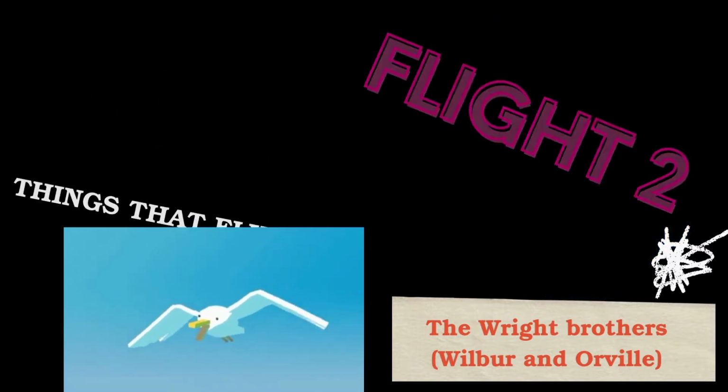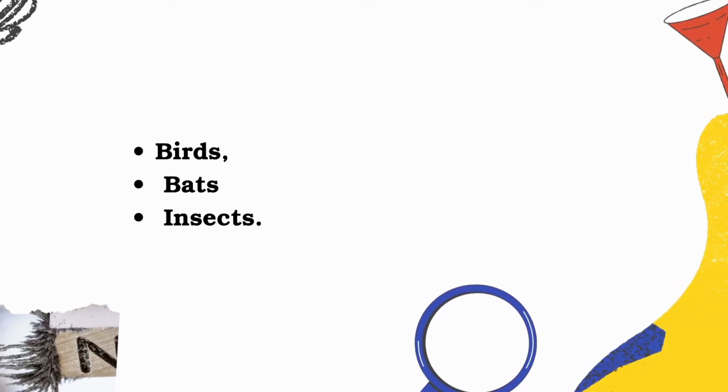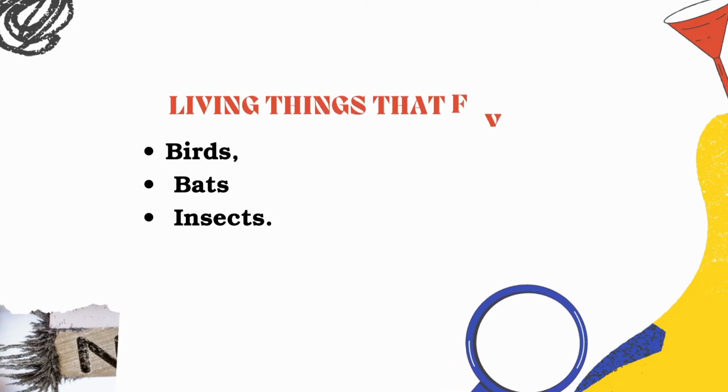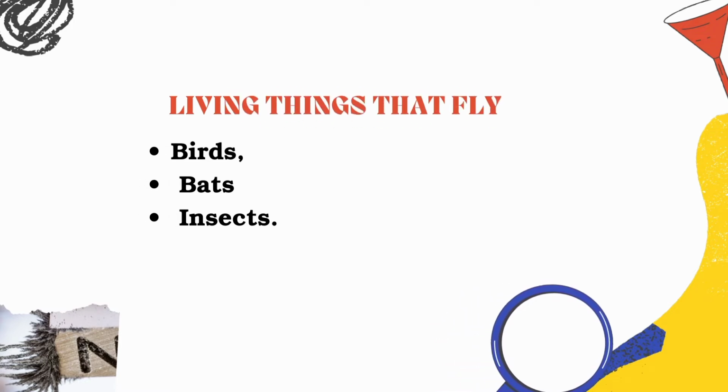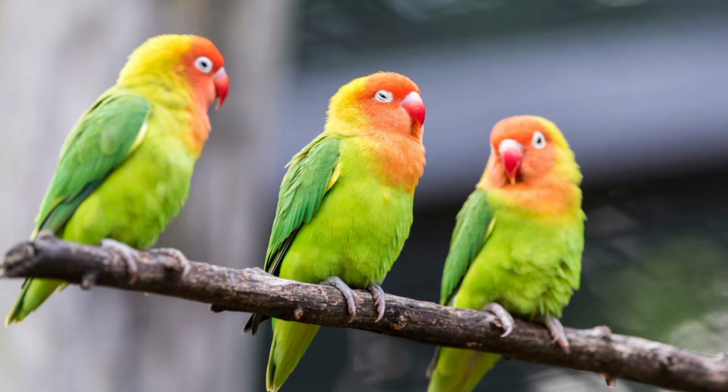Let's now look at the anatomy of objects that can fly and living things that can fly. The three living things that can fly to date are birds, bats, and insects. Bats are the only mammal that can fly to date and they have the most efficient flight.